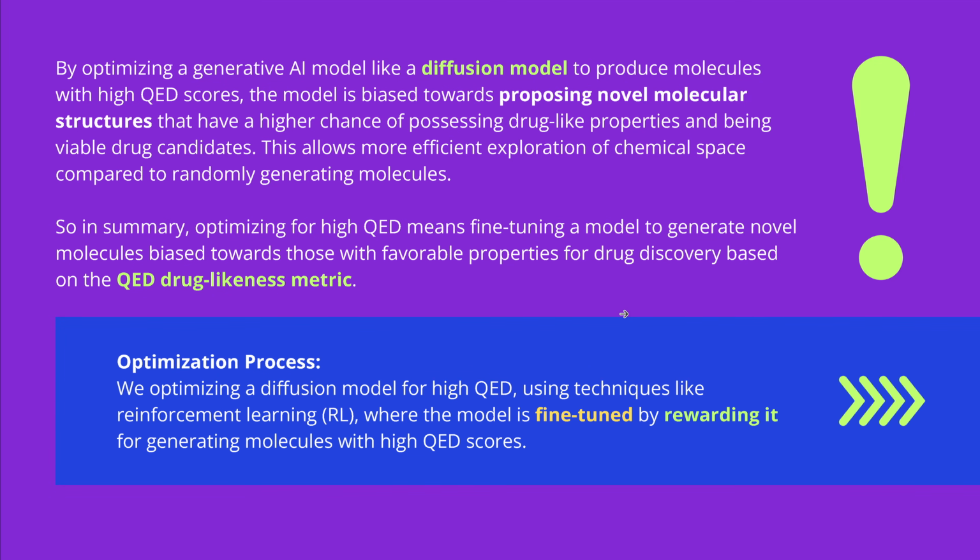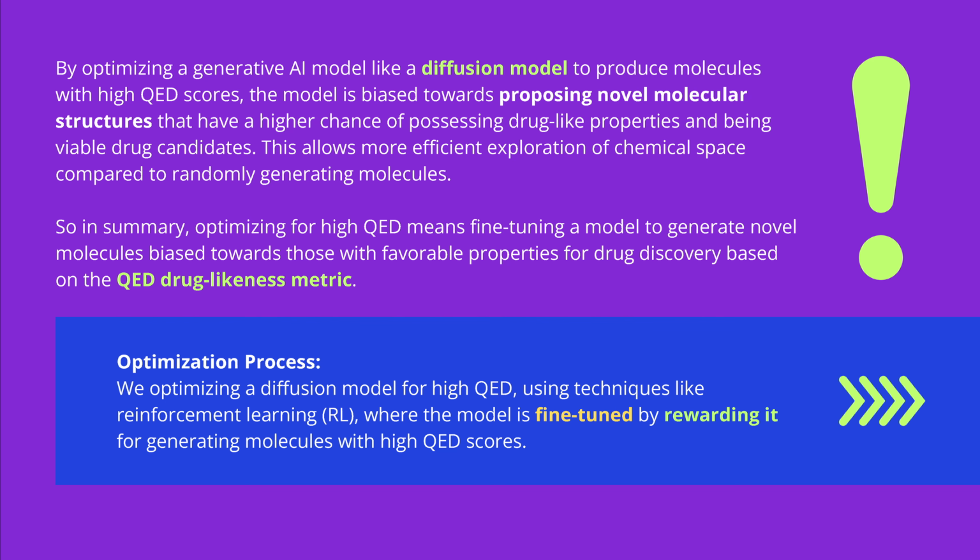And now to the most important piece of information. By optimizing our generative AI model to produce these particular molecules with a high QED score, the model is now biased towards proposing, in the generation of novel molecular structures, those that have a high chance of possessing these drug-like properties that we are looking for. So this means in the chemical space that we are exploring for new candidates, we have a much more targeted exploration in the chemical space. We have a path forward.